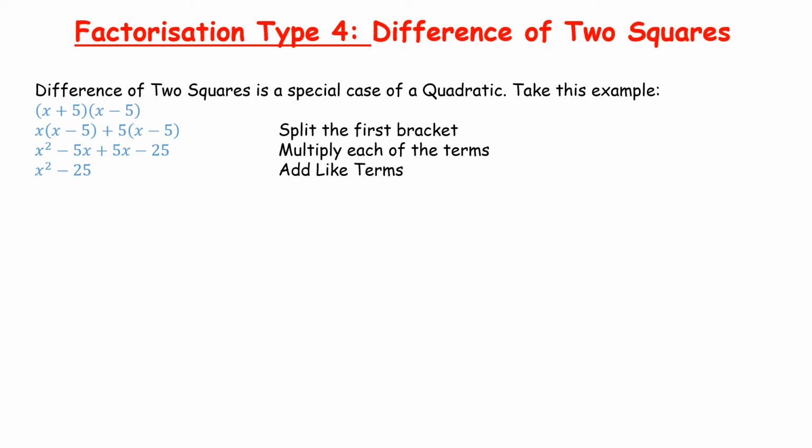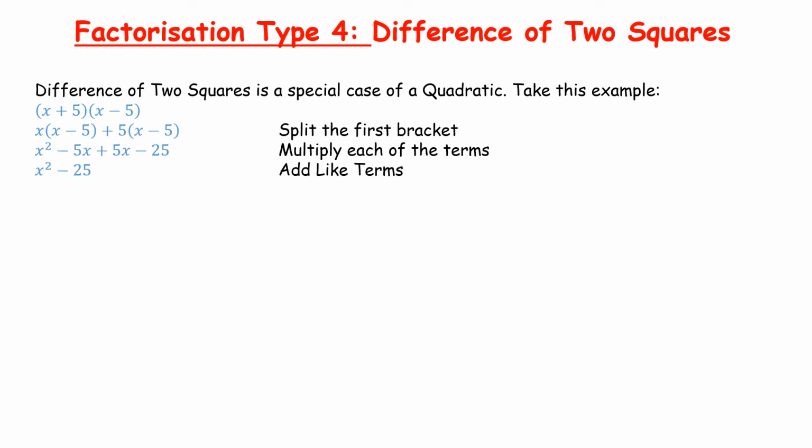So if we take a deeper look at this example, the two brackets that we started with were actually the same two numbers, just one had a plus in the middle and the other had a minus in the middle. And because of that plus and minus, the 5x and the minus 5x in that middle had opposite signs, which gave us 0. This means that when we got our answer, we do get a quadratic.